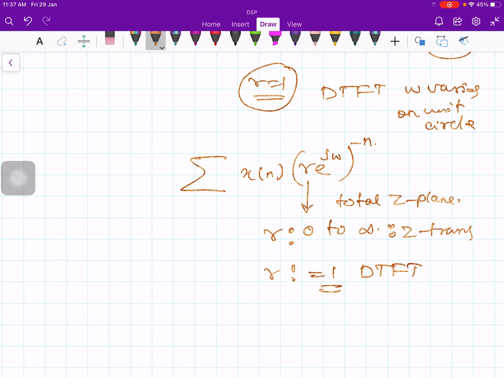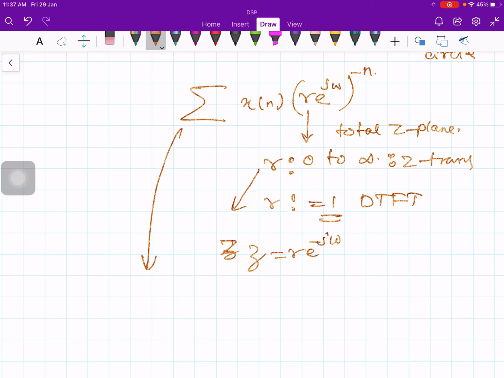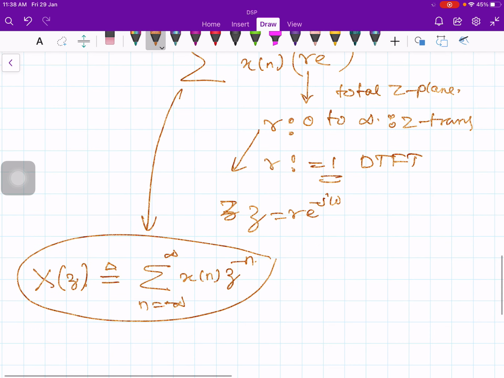In Z transform, the small r can take any value, and therefore, if you introduce the symbol small z for r times e to the minus j omega, this expression may reduce to summation of x of n z to the minus n, and the lower limit is minus infinity and the upper limit is plus infinity, and this is denoted by capital X of small z. This is called the Z transform definition. So this is the formula for Z transform.